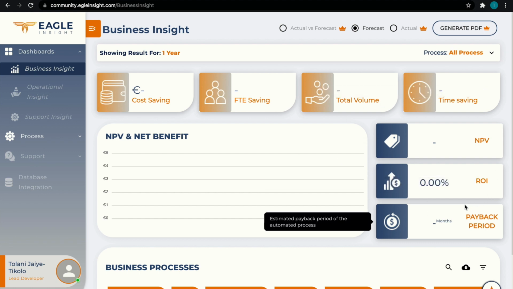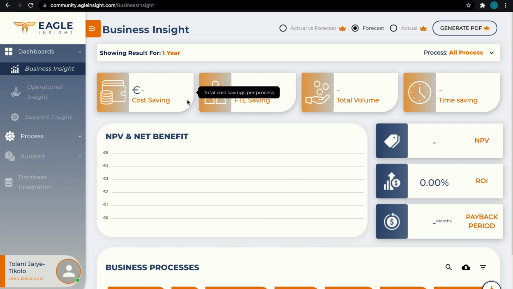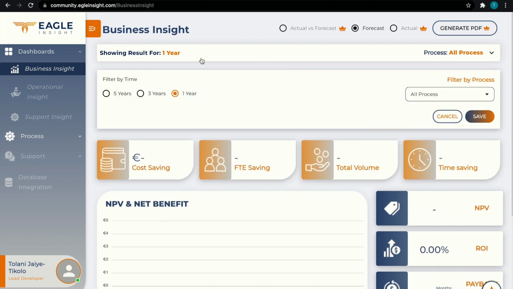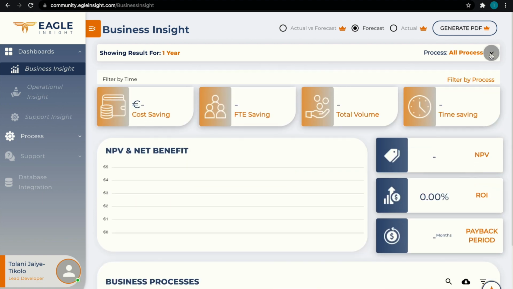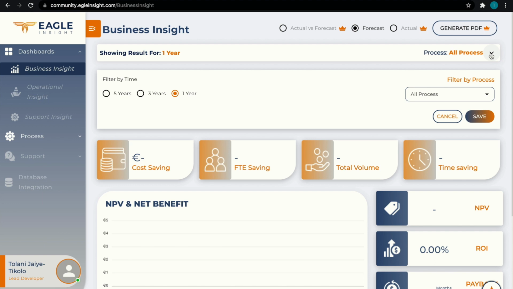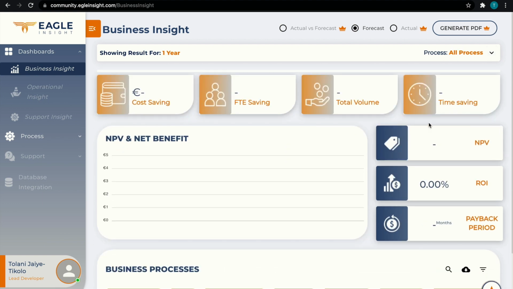That's very interesting. If you look at the second layer we're talking about today, we're looking at the filter by time. This correlates with these radio buttons. You could choose 1, 3, or 5 years, and this allows you to filter processes. At the moment, I have no processes. I haven't created any of the processes, so that's why I'm having all these blank values.